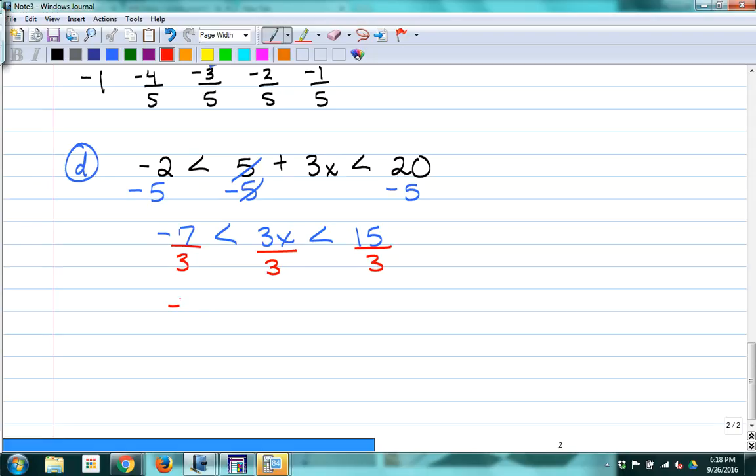And then we get a fraction on one end, which is not a big deal. And then 15 divided by 3 is 5. Basically, all we're really doing is simplifying the problem and just getting x by itself. Simplifying it so it's easier to graph and easier to write in interval notation. Okay, so are either of those values included?